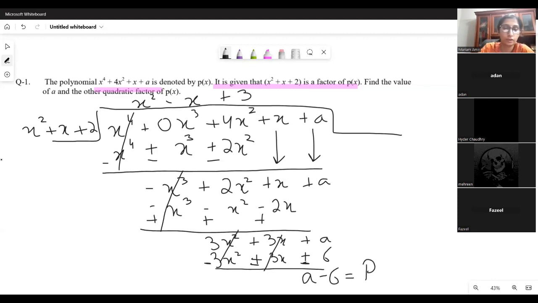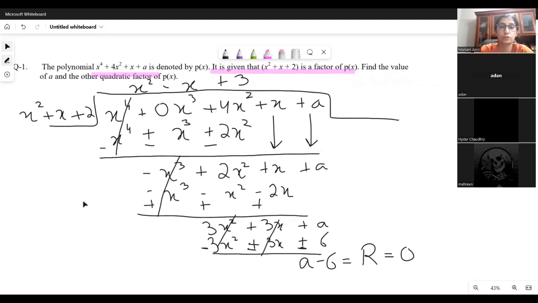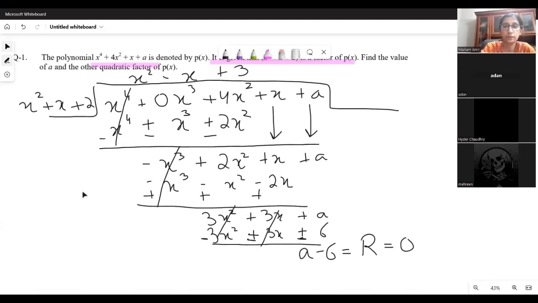That is your remainder, which should be 0. Since the outer expression is a factor of the inner expression, that's why the remainder must be 0. So we have our answer that a is equal to 6. And we also have the answer for the second part of the question.